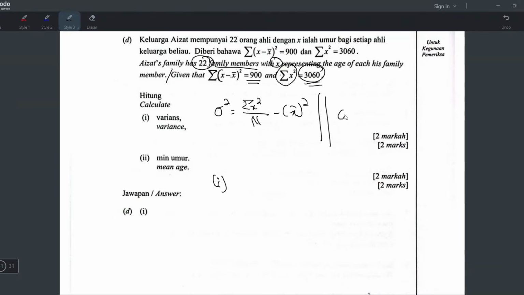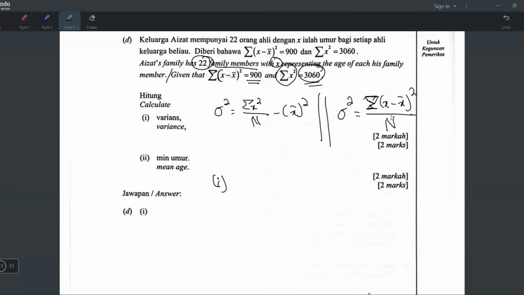Actually, not many people are aware of this, but there's another formula for variance, which is the sum of (x minus mean) squared over n. This is the other formula for variance. But we don't use this often. The last time I used this, I don't know when already. It's rarely used, but you need to make sure you know it also.